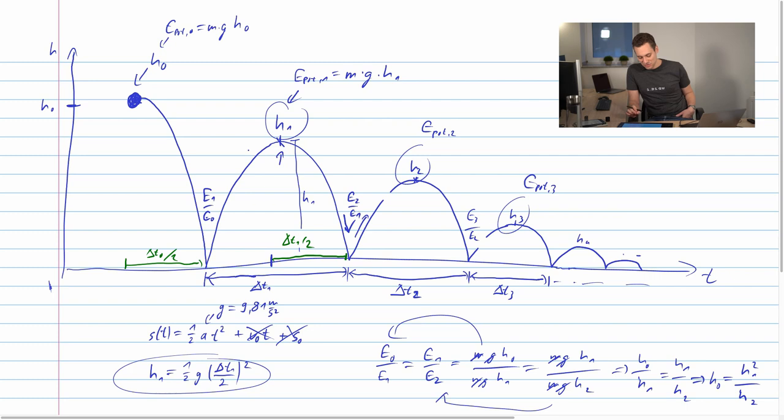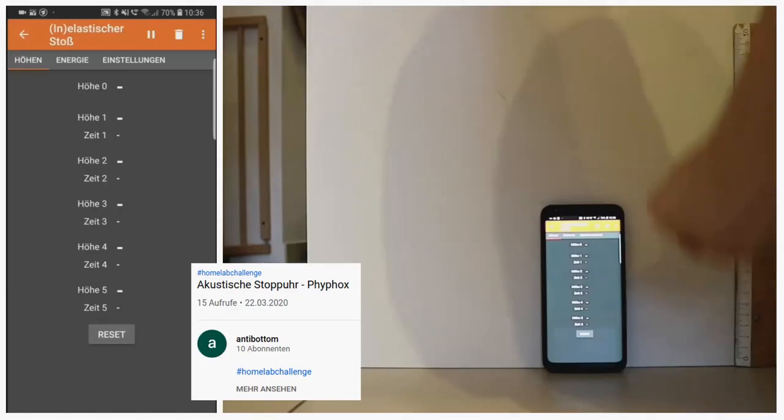But this really depends on the combination of the ball and the surface, because if you've got a good combination which reliably bounces with the same percentage of energy lost, then you get a very good estimate. So with this, we can look at one of the submissions we got via YouTube and also via Facebook, the same one from our user AntiBottom. Let's have a look at his video.